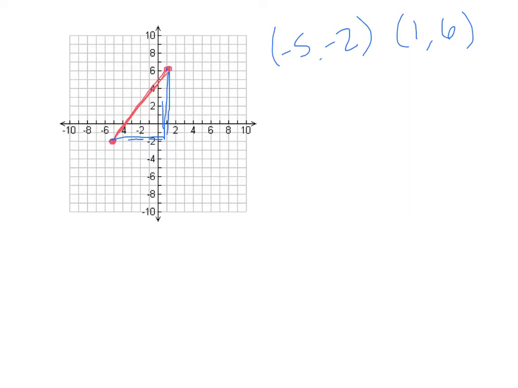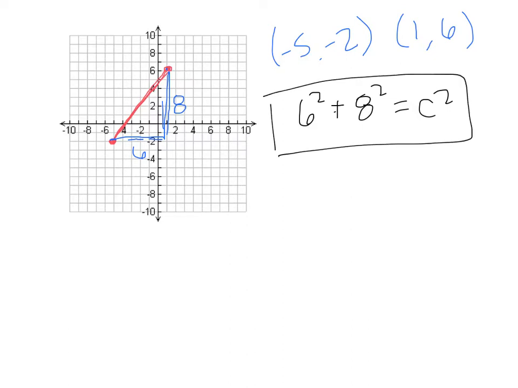We can find the length of each side. So if I go from -5 to 1, that would be 6. And then if I go from -2 to 6, that would be 8. And now we're back with the same triangle we had before. And we can use the Pythagorean Theorem that says that 6 squared plus 8 squared equals c squared. And we would get that the distance was 10. However, let's think about the specific formula that we could use if we didn't feel like drawing a triangle. We want to find the distance, and let's think about the steps we use when we do the Pythagorean Theorem.